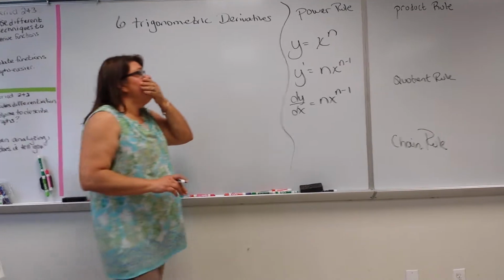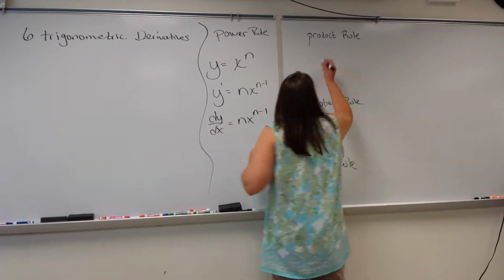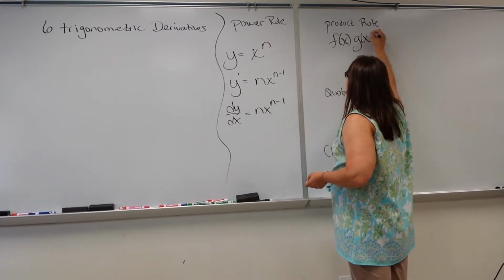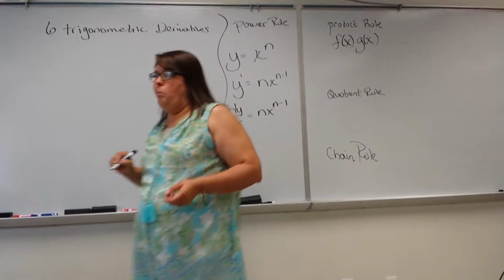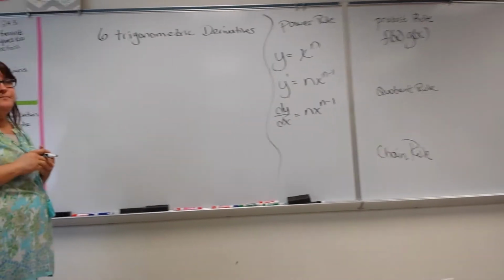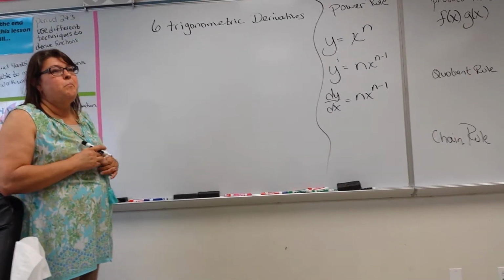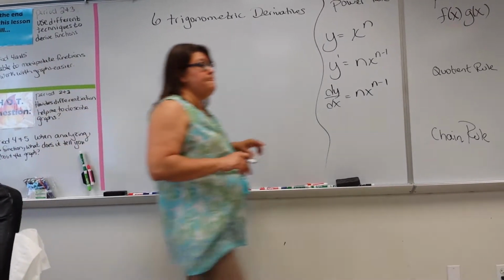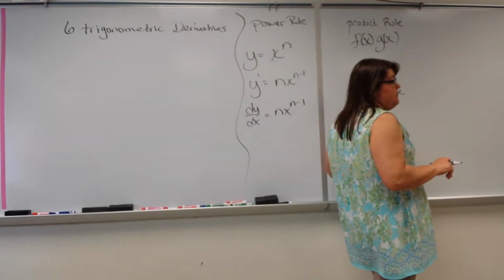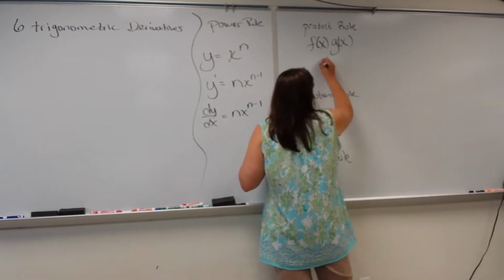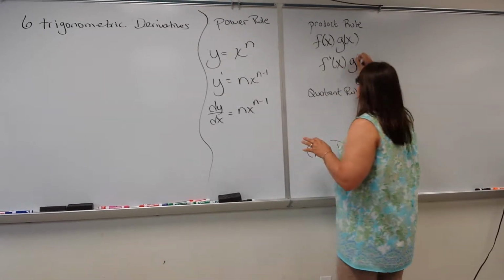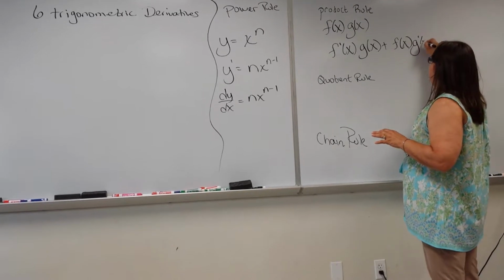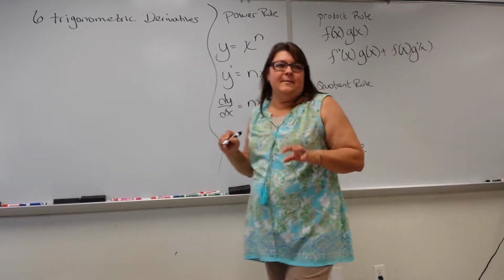Okay, product rule. So the product rule is if I have two completely different functions that are being multiplied together. Does anybody recall? Isn't it one times the derivative of the other plus the derivative of the first times the other? Yep. So the derivative of the first times the second plus the first times the derivative of the second. Does that make sense to all?